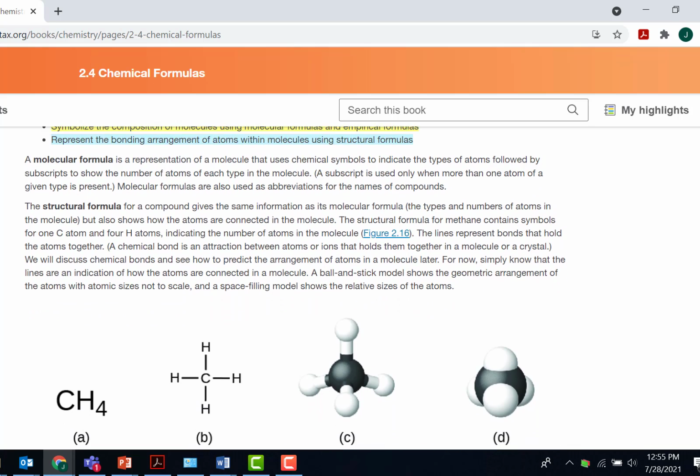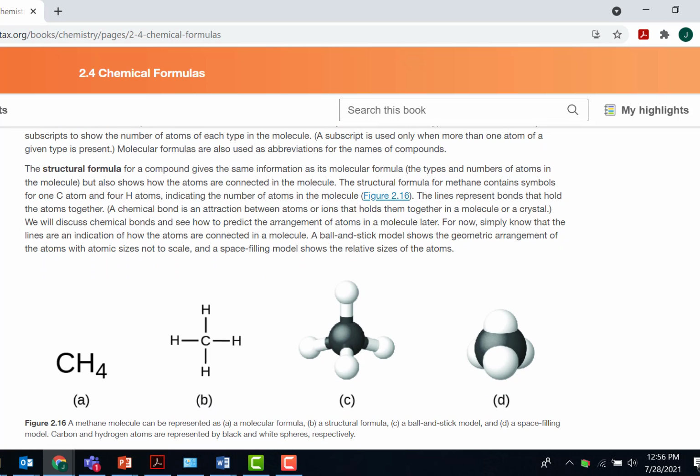We also have what is called a structural formula. It has the same information that you would have in a molecular formula, but has additional information as well by showing exactly how the atoms are connected within the molecule. So here we have some examples of molecular and structural formulas.